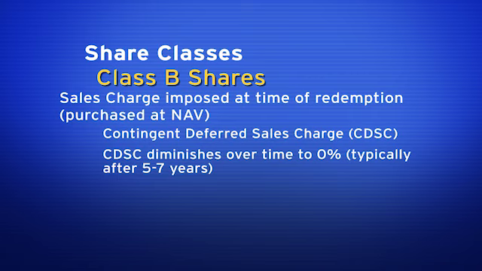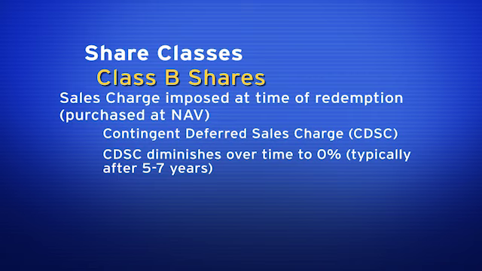So the longer I hold the shares, the less sales charge I pay. What if I redeem in the third year? Then I would pay a 3% back-end load, a 3% CDSC. What if I redeem in the fourth year? Then I would pay a 2% back-end load. What if I redeem in the fifth year? I would pay a 1% back-end load. What if I redeem after the fifth year? Then my back-end load would have diminished to zero.